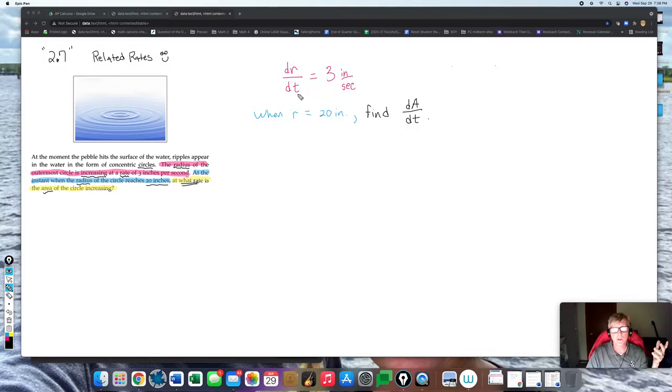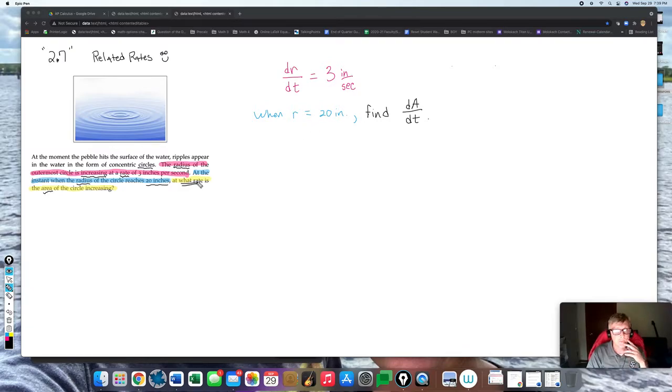Okay? So all these words that I've highlighted here really just come down to numbers and symbols. We know that dr dt is a constant positive rate of 3 inches per second. And we know that at some certain instant, at some snapshot like this picture here, the radius is 20 inches. Now it's not always 20 inches, right? It starts out at 0 inches and it gets bigger and bigger. But at a certain instant in time, the radius of the outermost circle is 20 inches. We want to find this.